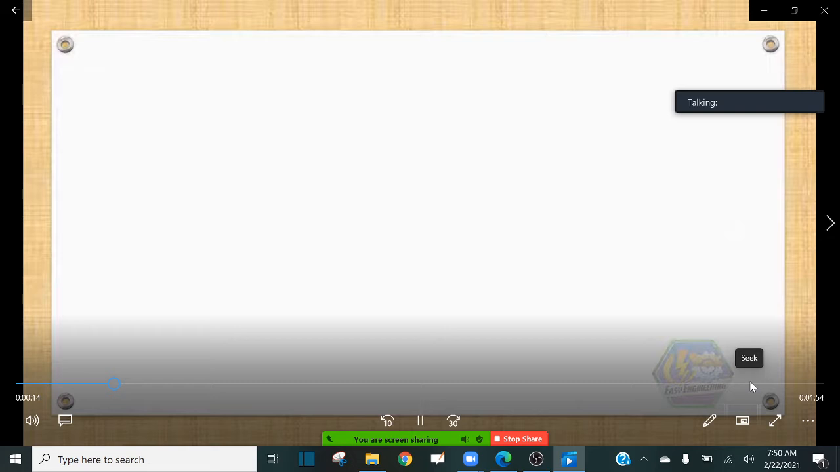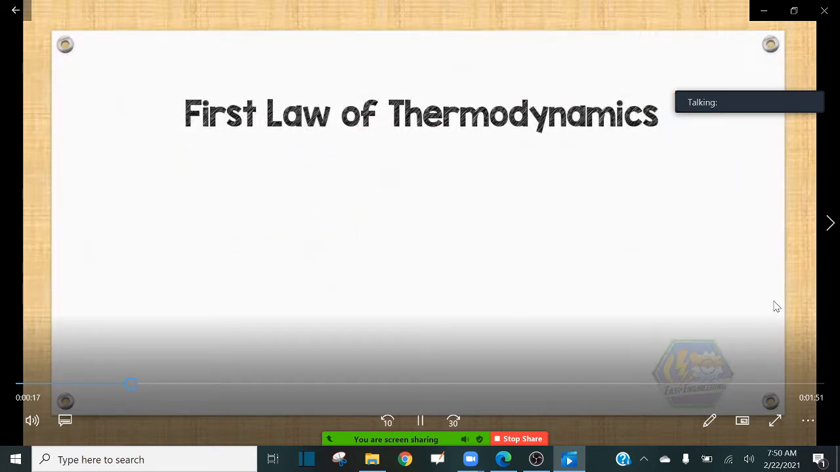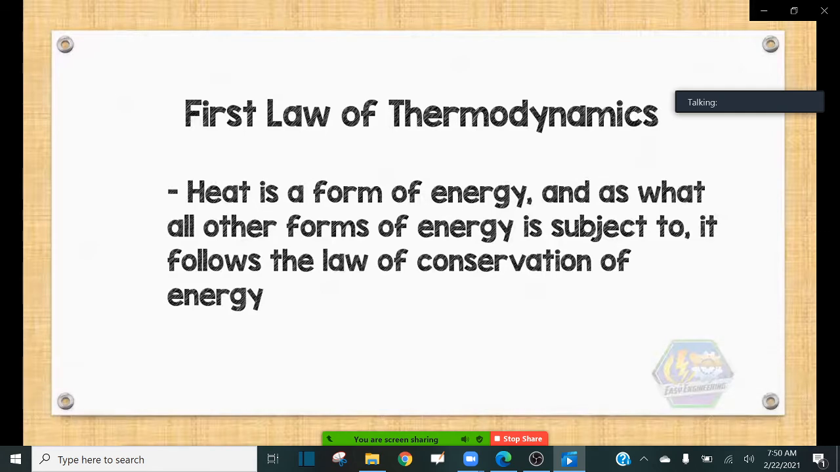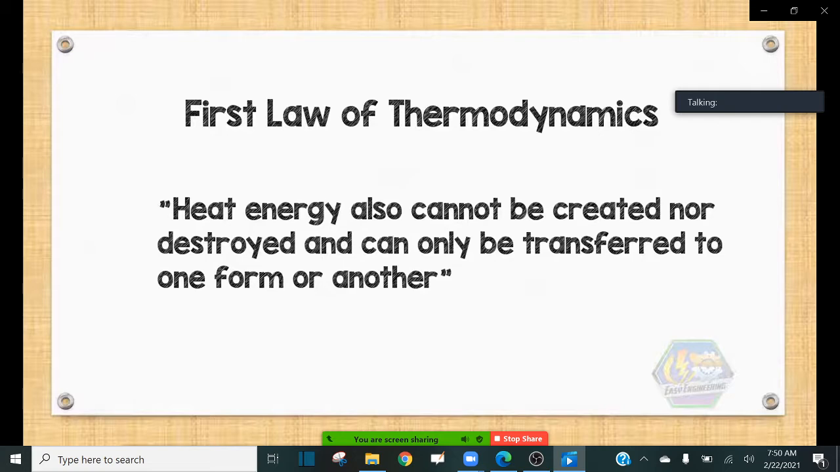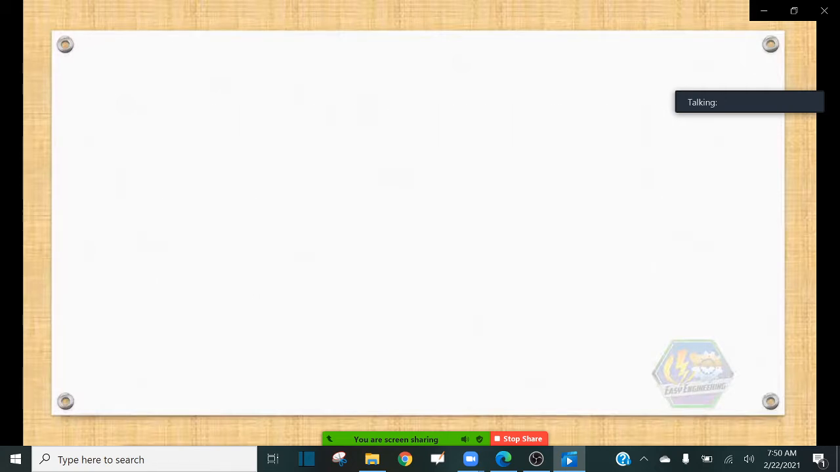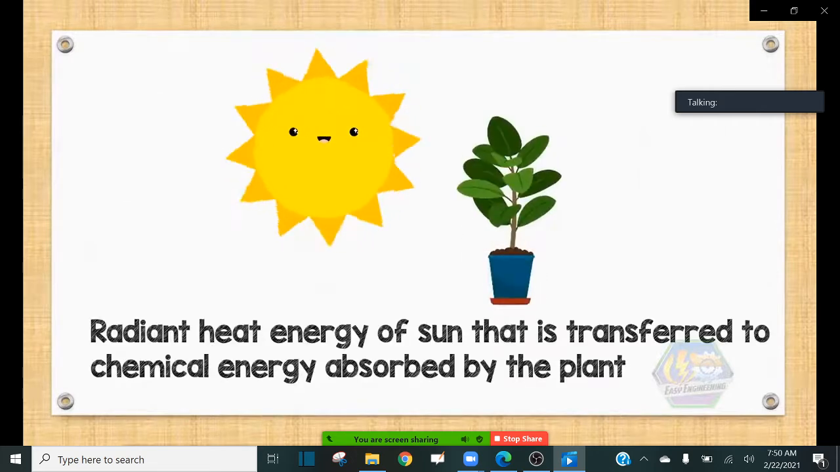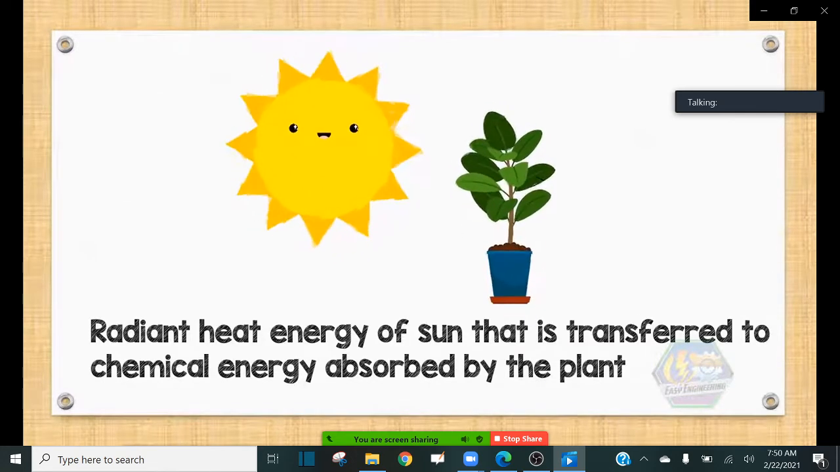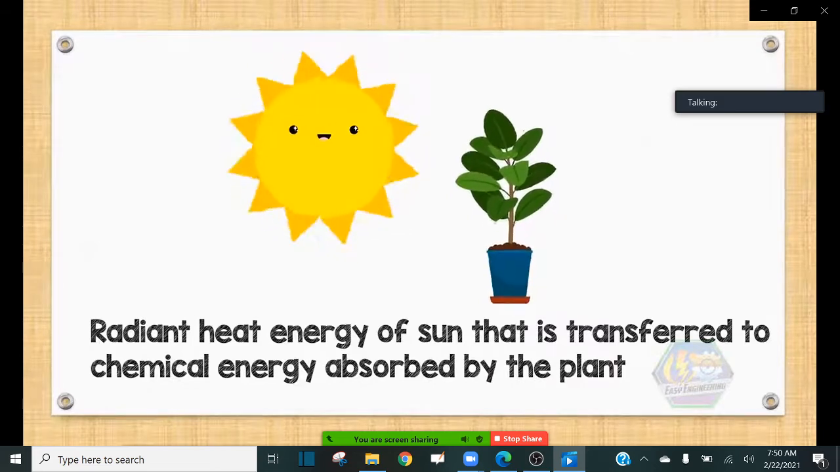Hello there, it's the Easy Engineering once again, and today's topic is the first law of thermodynamics. The first law of thermodynamics says that heat is a form of energy. And as all other forms of energy are subject to, it follows the law of conservation of energy. So what does this mean? It means that heat energy also cannot be created nor destroyed and can only be transferred from one form to another. Don't overthink this too much. This law is all about heat as energy and follows the law of conservation of energy. And that's it. Now to appreciate the application of this law, let's try a very good example.